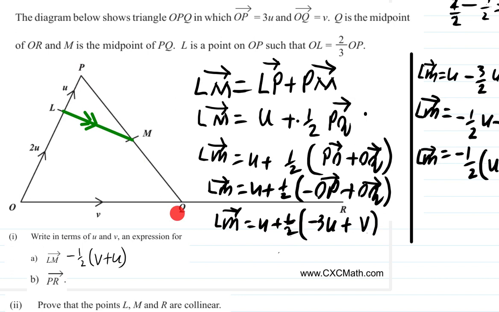PQ is the same as PO plus OQ. From P to O is negative OP. This is U plus half of negative OP plus OQ. Alright? So it's U plus half times negative 3U plus OQ, which is V.